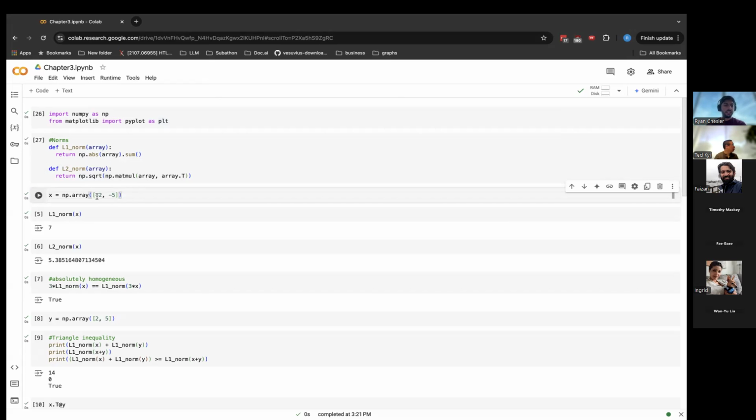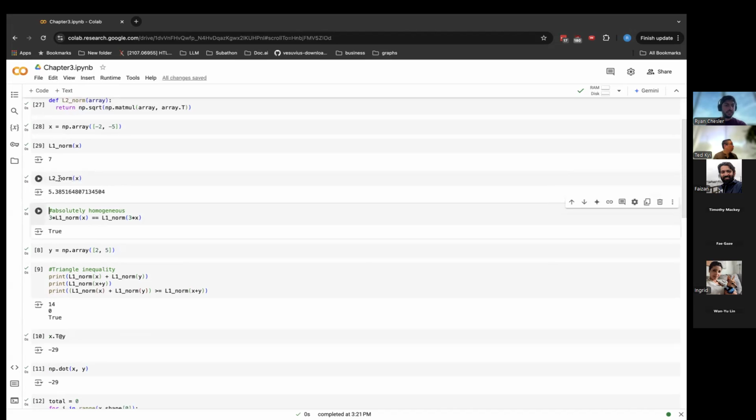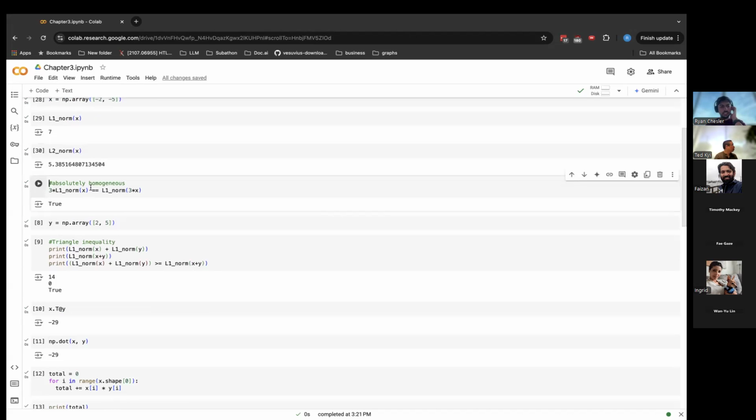I have this random vector that I've created, -2, -5, and I can measure the L1 norm of that. I get 7, which is simple: it's just the absolute values of -2 and -5 added together. Then I can measure the L2 norm, which does the same thing but following along with this equation. And then what this is showing is the property that they're absolutely homogeneous.